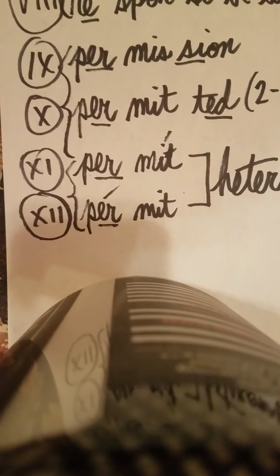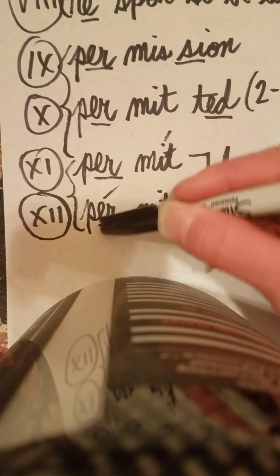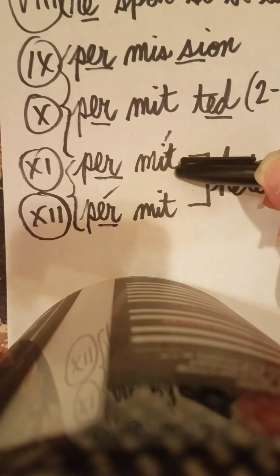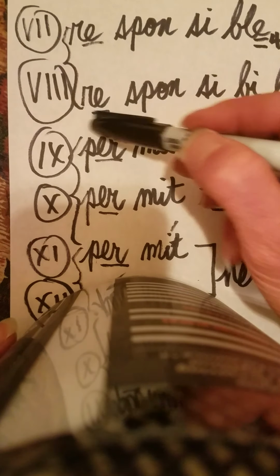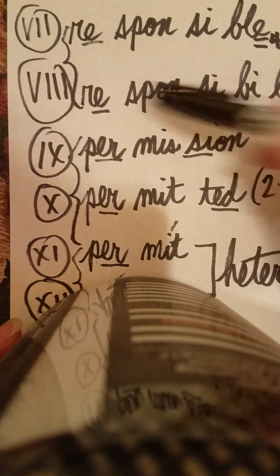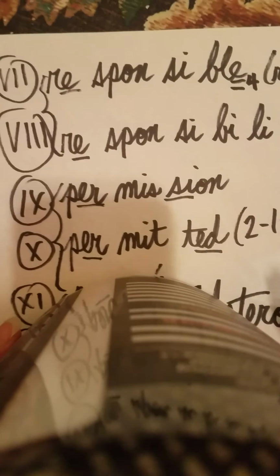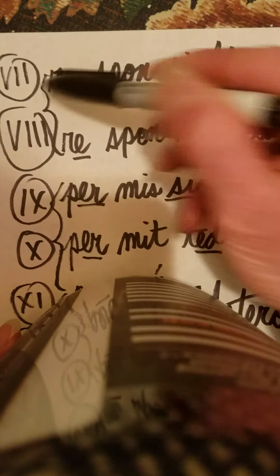Okay, so let's review these words. Permit, accent on the first syllable. Permit, permitted. Permission. Responsibility, and responsible.